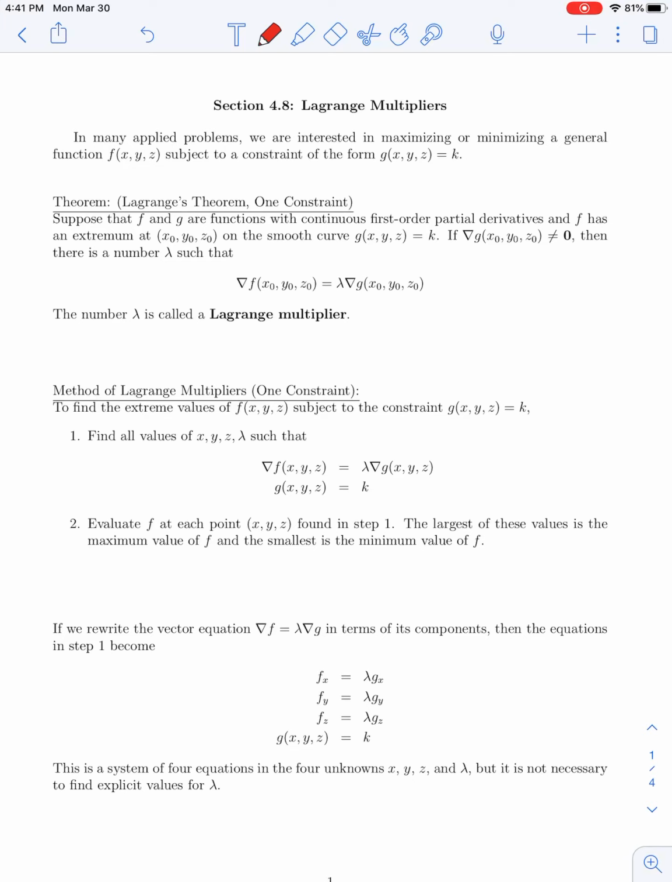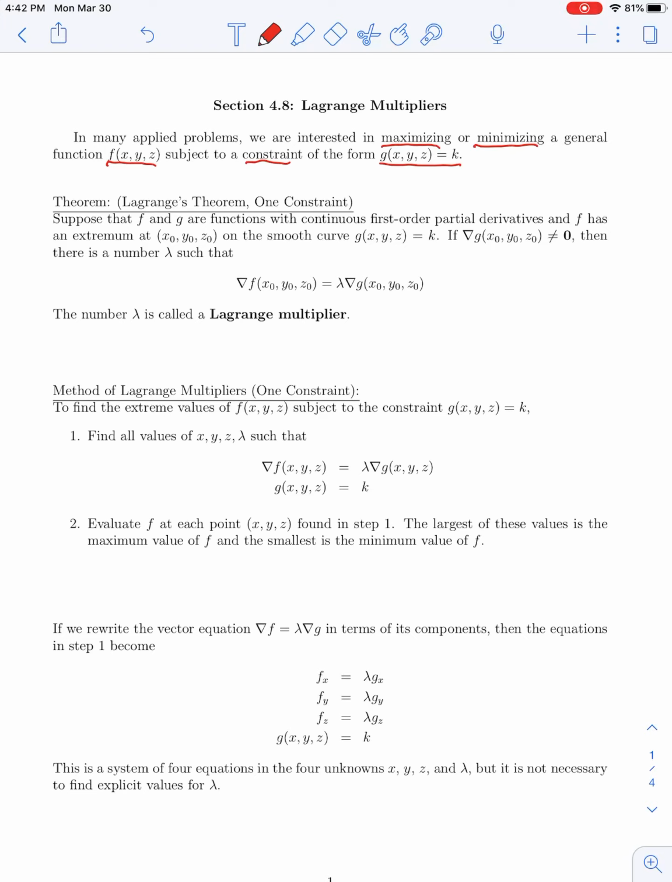Okay, in today's lecture, we'll cover the last section of our Chapter 4 materials, Section 4.8, which is on Lagrange multipliers. So as we saw in our last section, in a lot of applied problems, we are interested in finding the maximum or minimum value of some function of, say, 3 variables, where we might have some constraint on our variables of the form g(x, y, z) equals a constant.